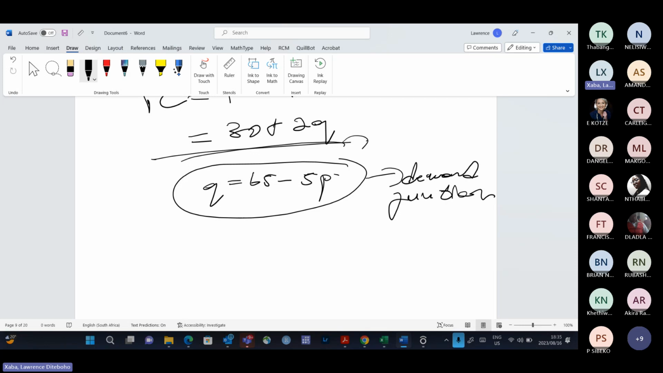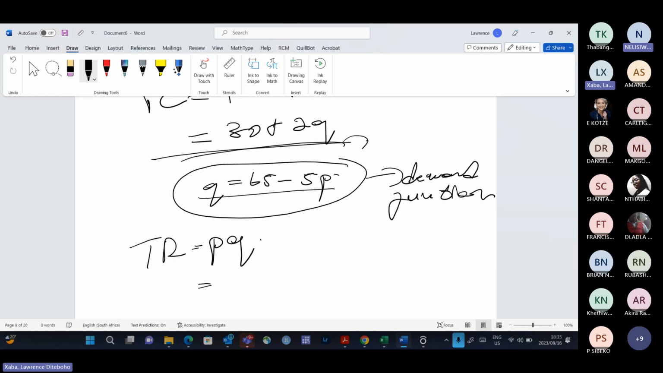If you remember, we did that in our previous class, where we wanted the equation of total revenue. And we said that total revenue is equal to P times Q, where P is the price per unit and Q is the number of units produced and sold. So we are given our demand function here.